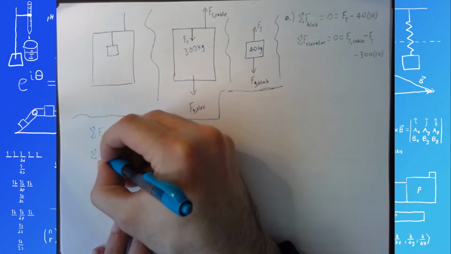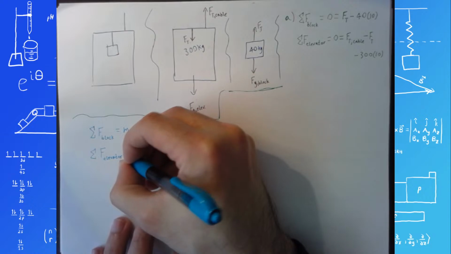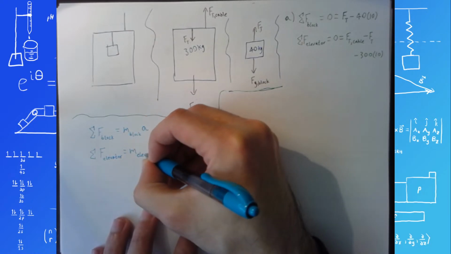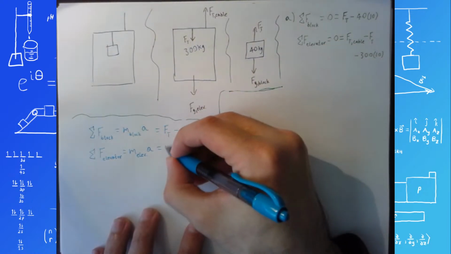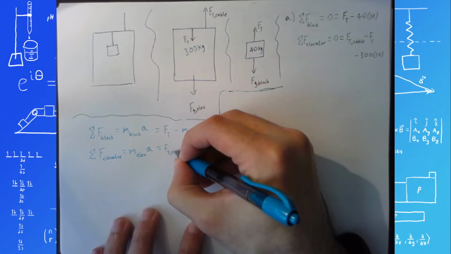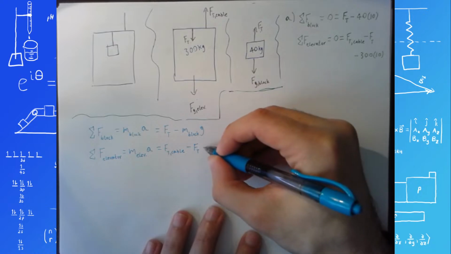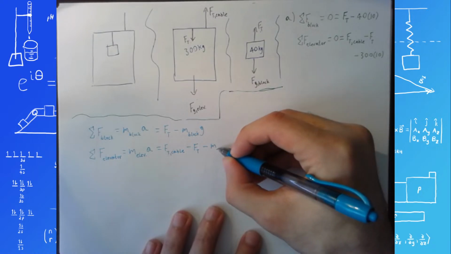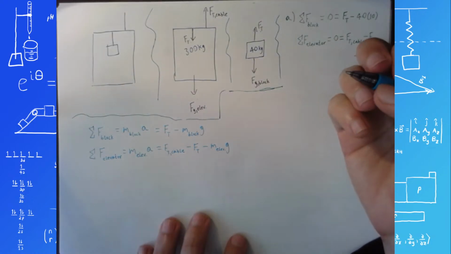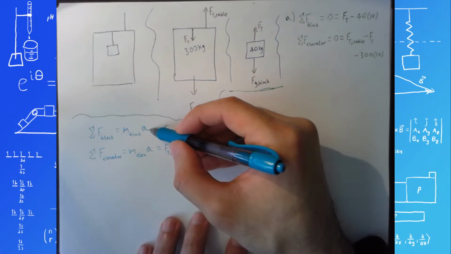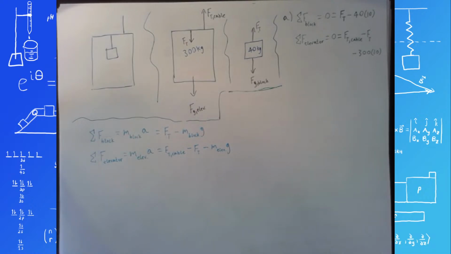And net force on the elevator equals mass of the elevator times the acceleration of the elevator is equal to tension force in the cable minus the tension force in the rope minus the mass of the elevator times g.